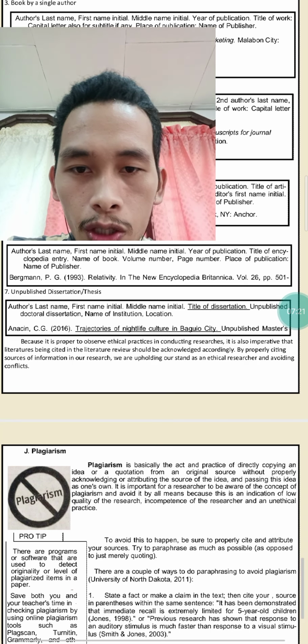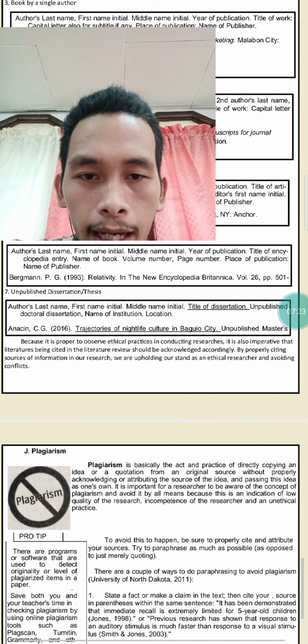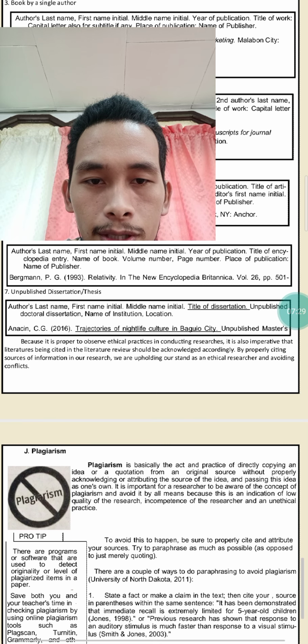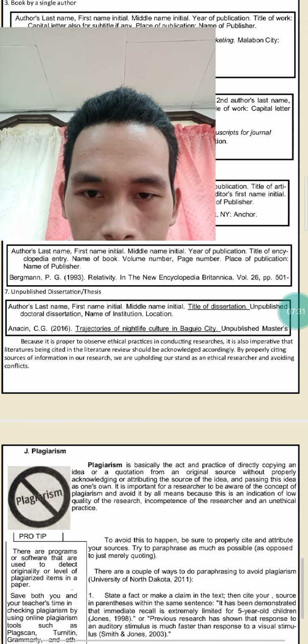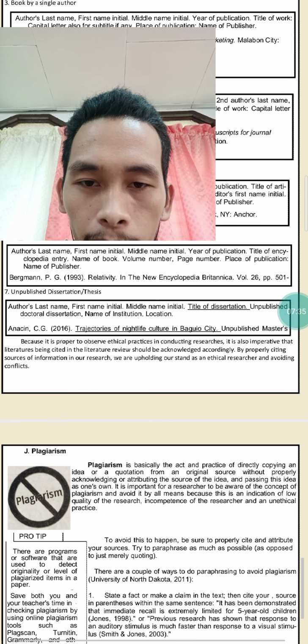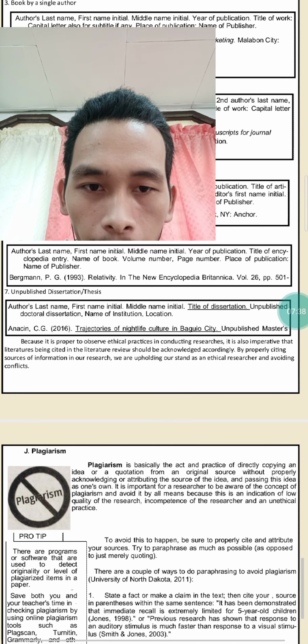Example, Anasin CG 2016. You have to underline the title of dissertation for unpublished dissertation and thesis: trajectories of nightlife culture in Baguio City, and published master's thesis, and then, for example, Mindanao City University, the name of institution, and then Dato Panasbug Zamboanga Sebugay.